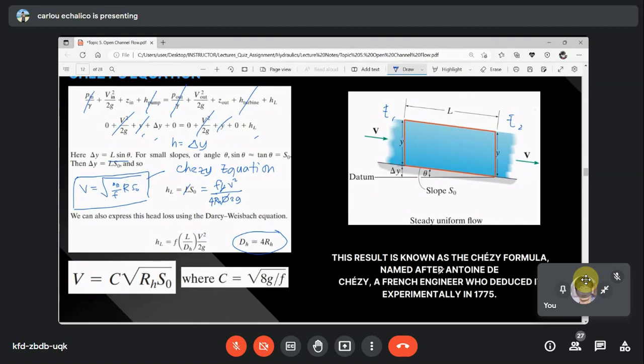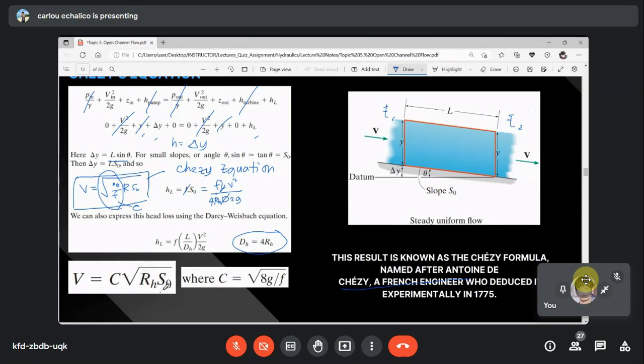This was deduced by Chezy, a French engineer. The term square root of 8g over f we take as a constant C, the Chezy constant. So the formula becomes: velocity is equal to C times the square root of R_H S0. So that is the formula to get the velocity. It is simple: C square root of R_H S0.